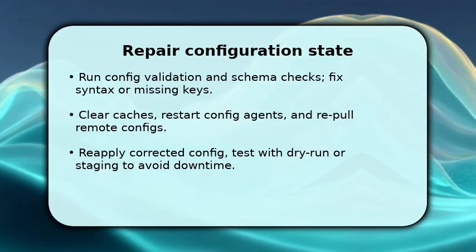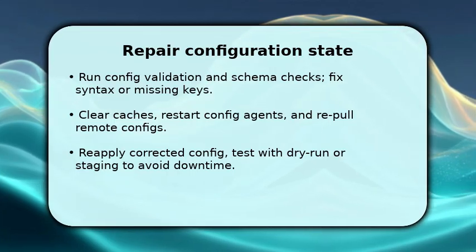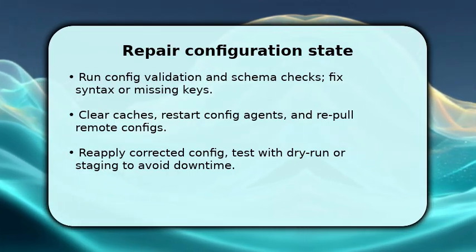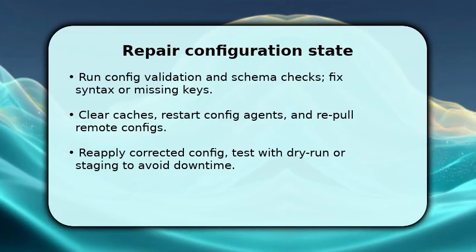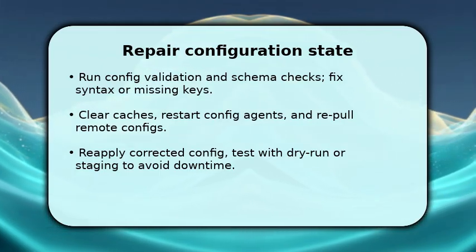repull remote configuration sources. After reapplying the corrected config, run a dry run or use a staging instance to confirm the service can retrieve and parse the file. This prevents surprises when you switch back to production.